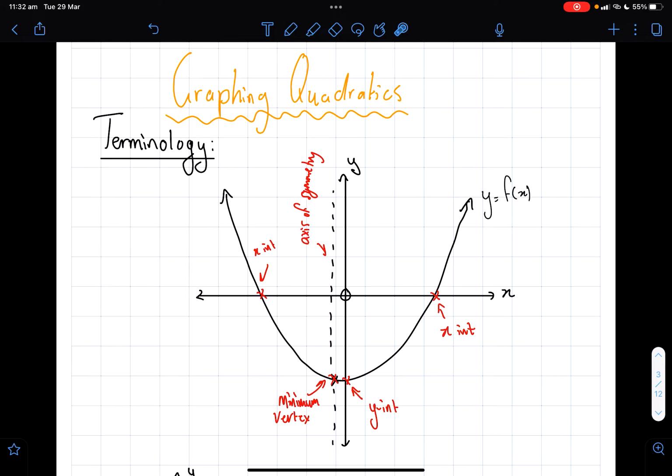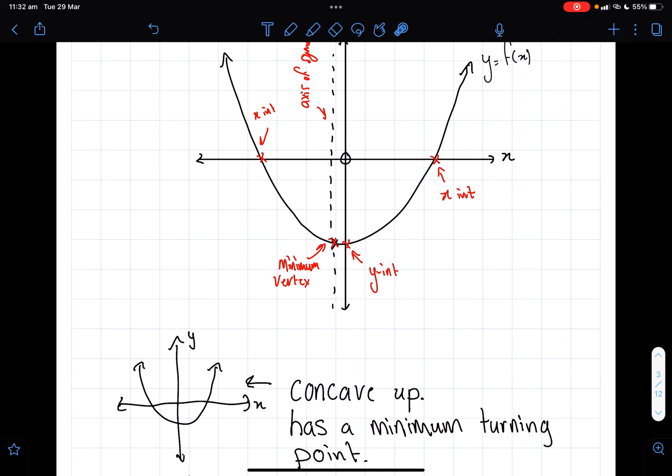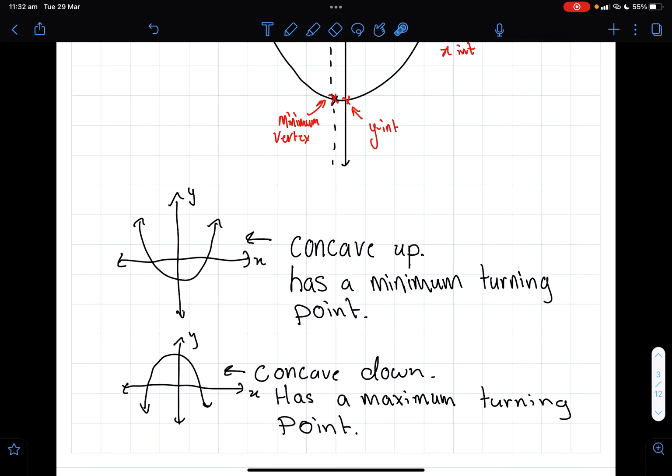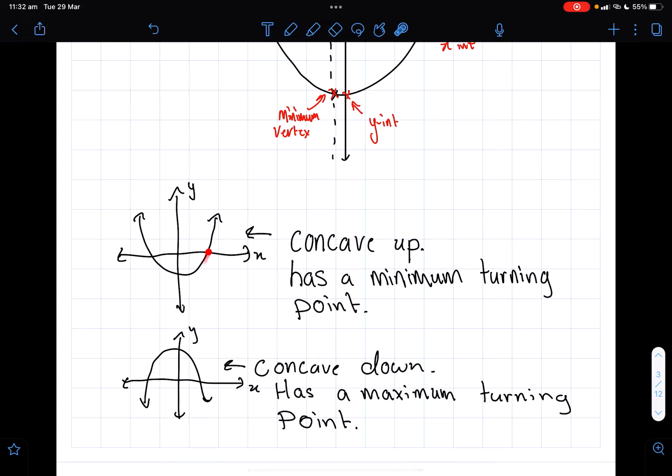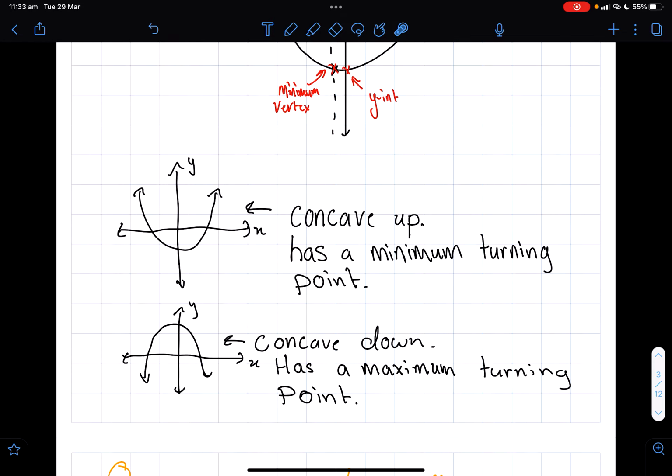When you are graphing quadratics, please make sure you are labeling your function, you are labeling your axes, and you have the same scale for your whole x-axis and the same scale for your whole y-axis, okay? Those features are very important. As I said, if your quadratic is concave up, so it looks like a smiley face, then you have a minimum turning point or a minimum vertex. And if your quadratic is concave down, he's got a frowny face, he's feeling down, then he has a maximum turning point or a maximum vertex, all right?